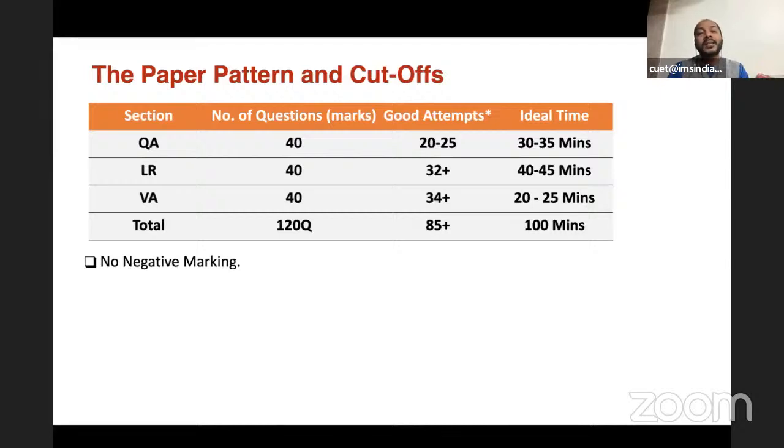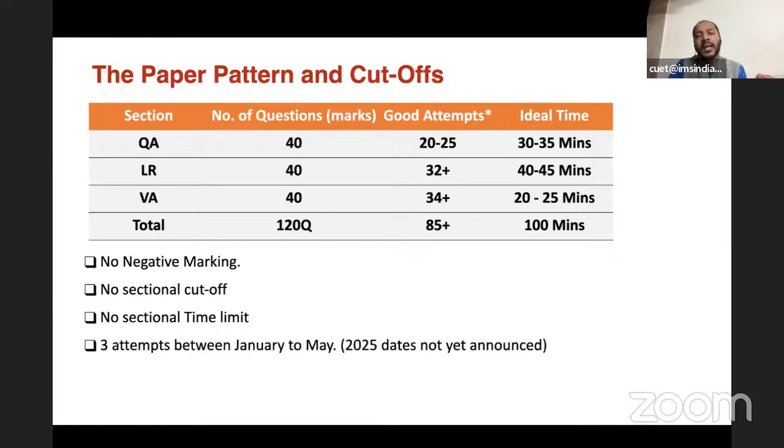But the good thing is 120 questions in 100 minutes, but there's no negative marking. And if you look at the number of attempts, you need to get around 85 attempts. When we say number of attempts, we mean genuine attempts, not questions where you randomly mark an answer because there's no negative marking, but questions that you solved and got an answer to. So if you are genuinely getting 85 to 90 questions correct, chances are high that you'll clear the entrance and get into your college of choice, because there's no sectional cutoff. Also, there's no sectional time limit, so you can choose your total score across the three sections.